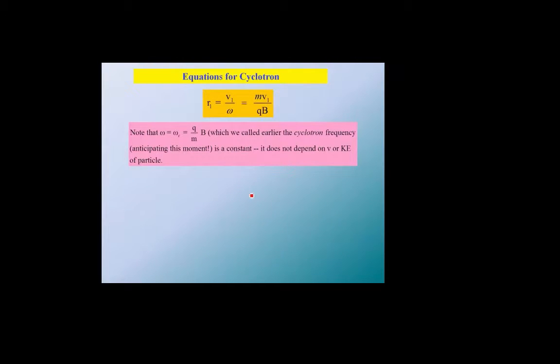So repeating the equation and getting very clear then that omega is just a function of these parameters, I just want to remind you that we called this the cyclotron frequency, and that's where it came from. So we're anticipating this time where we identify omega sub c. And just to emphasize, this is a constant because all of these parameters are constants. It does not depend on the speed or velocity. It does not depend on the kinetic energy of the particle.